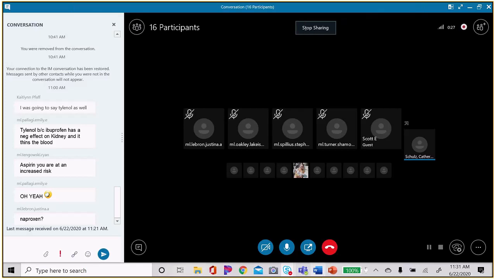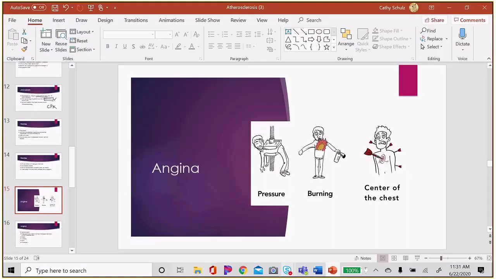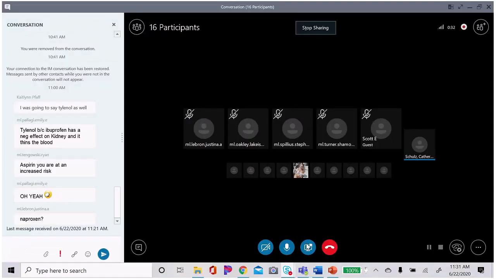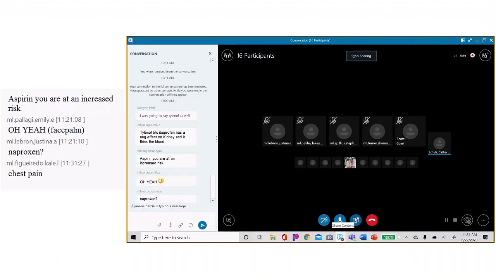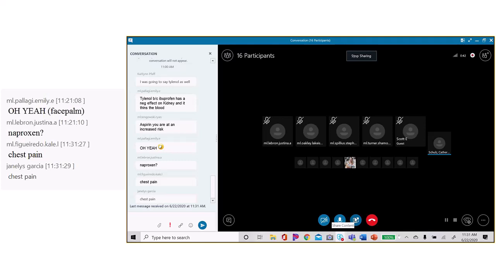Can somebody tell me the difference between unstable and stable angina? Or can someone tell me what angina is? Or both? Or either? Chest pain? Isn't the stable more of a shortened duration versus the unstable is more of a chronic, longer lasting version?